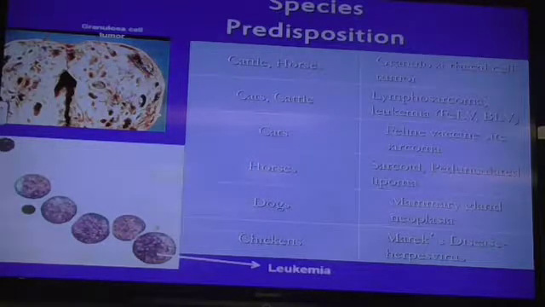Okay, so large breed species predisposition. Cattle and horses, granulosa thecal cell tumor. So where is that located? The ovary. If you see a tumor in a horse ovary, it's probably going to be a granulosa thecal cell tumor. They're very common in that species. A lot of times they'll present with nymphomania.